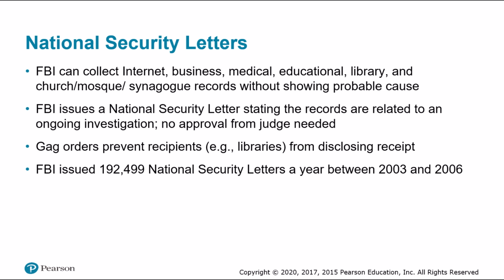The Patriot Act does specifically prohibit the FBI from investigating citizens solely on the basis of activities protected by the First Amendment. A typical national security letter contains a gag order that forbids the letter's recipient from disclosing receipt of the letter. National security letters are controversial because, unlike warrants, they do not require the approval of a judge. That means there is no need for the FBI to show probable cause. And between 2003 and 2006, the FBI issued 192,499 national security letters.